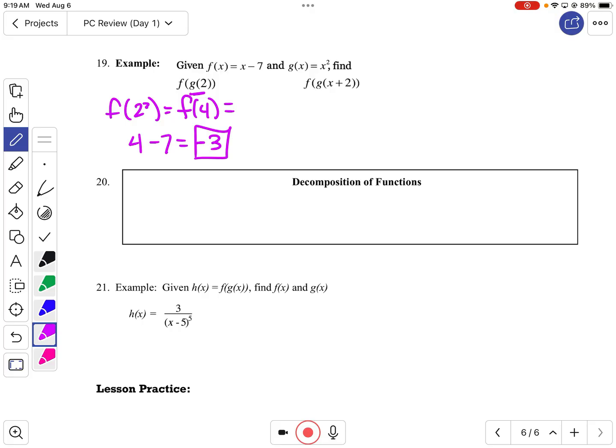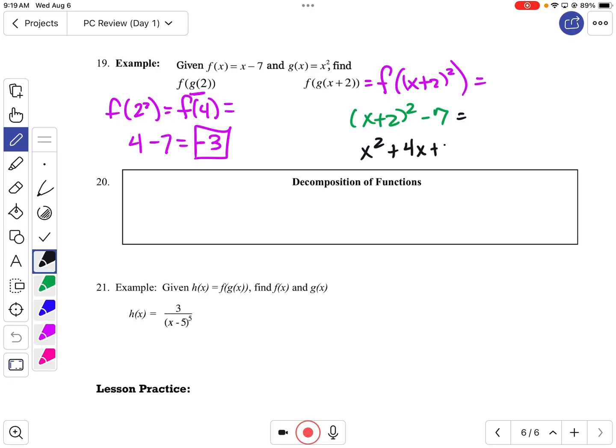Okay. And then when we do the second one, g of x plus 2 basically says I'm going to take x plus 2 and square that. And then I'm going to plug that in everywhere I have an x in f. So that would give me x plus 2 quantity squared, and then minus 7. Let's simplify that because we can. So that would give me x squared plus 4x plus 4 minus 7, or x squared plus 4x minus 3. All right, so just a little algebraic manipulation there. Okay, so we want to simplify those as best we can.